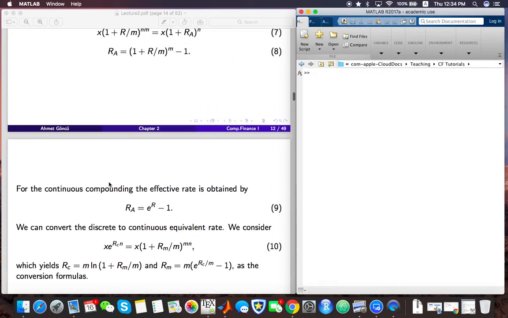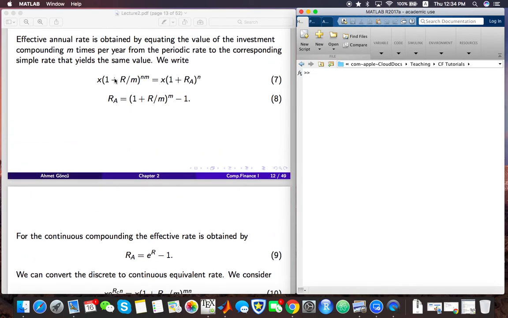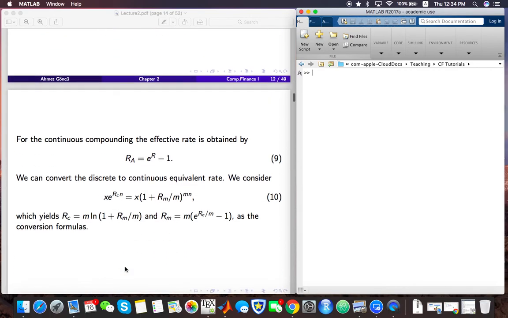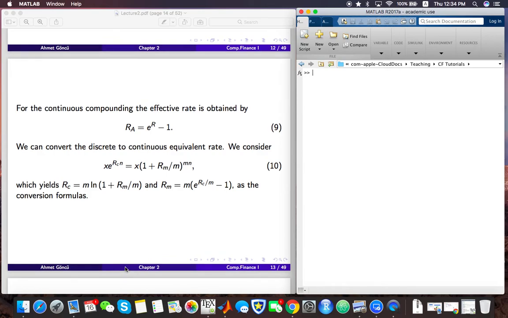And for the continuous compounding, you can still apply the idea in equation 7. The left-hand side now you can replace by the exponential function, continuous compounding, and the right-hand side, again, you can solve everything in terms of this RA. So this gives us the effective annual rate for the continuous compounding.